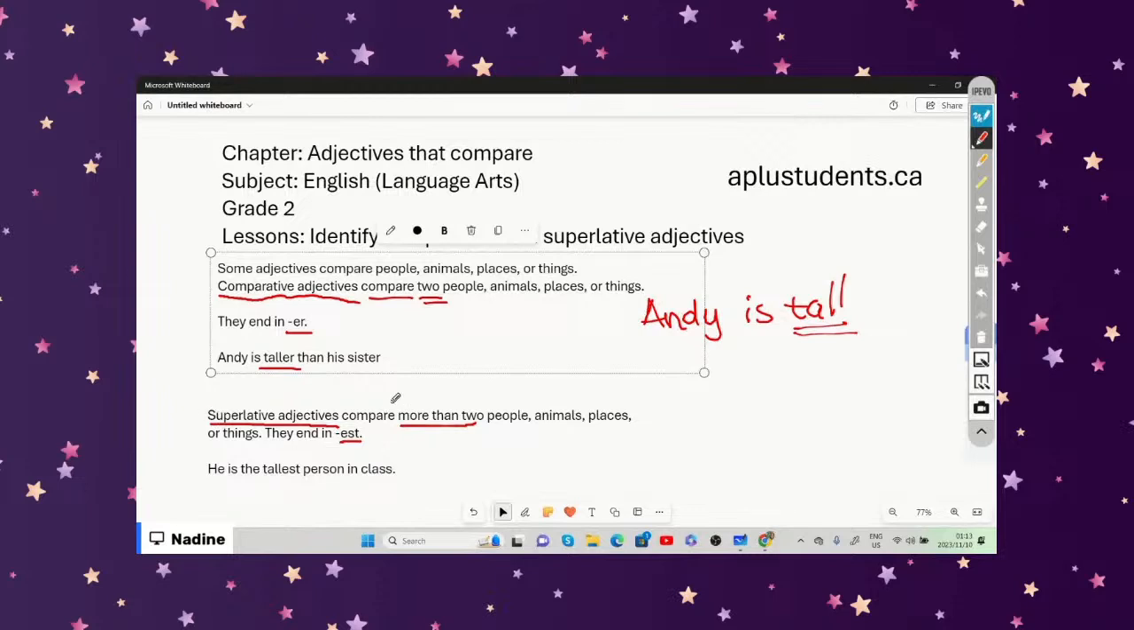So it ends in est. And if we now compare, let's say, Andy to the rest of the class, we can say he is the tallest person in the class. And we added our E, S, and T. Tallest. So we have the word, then we have taller and tallest.